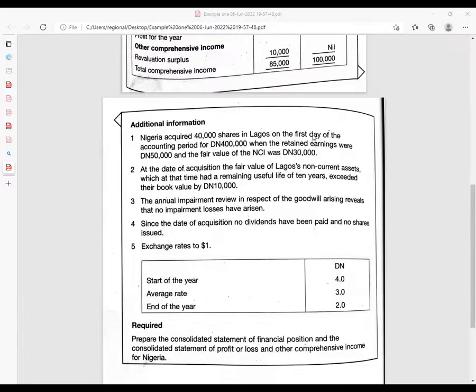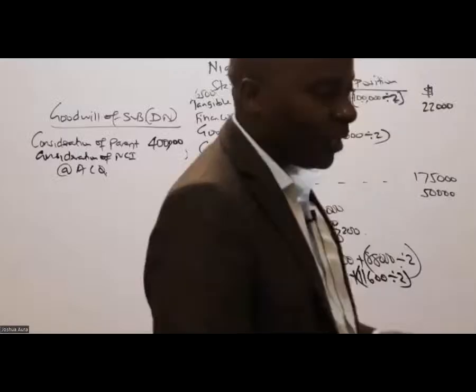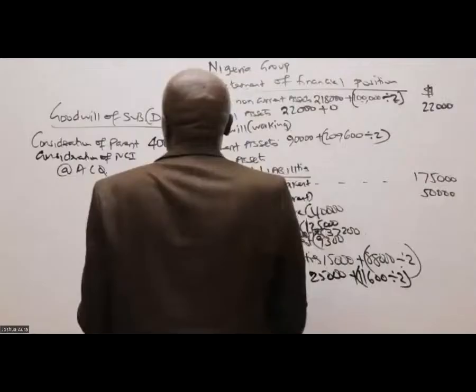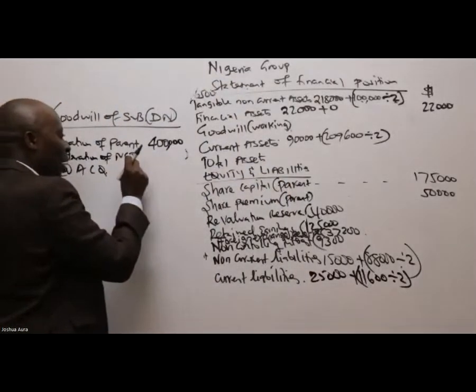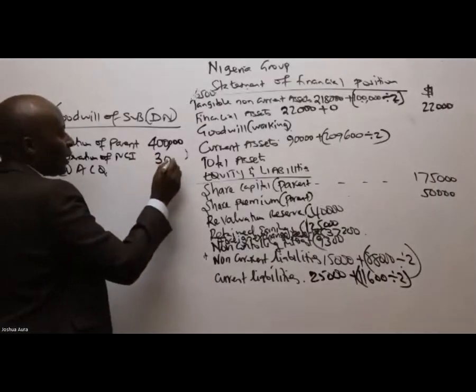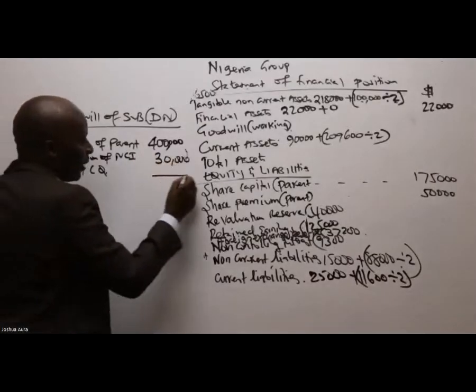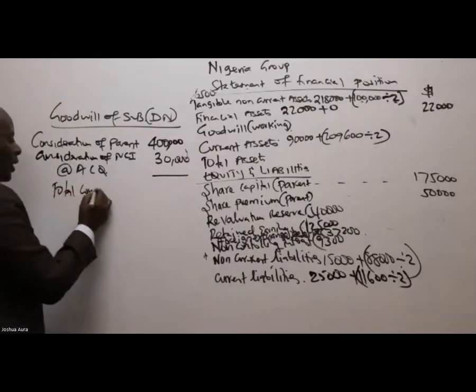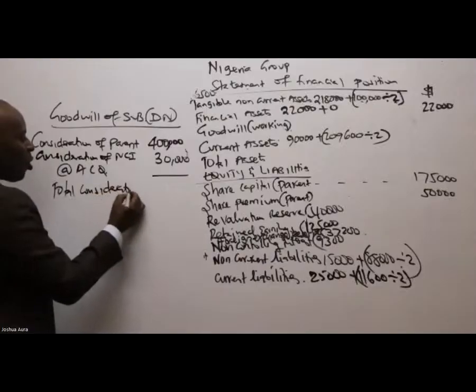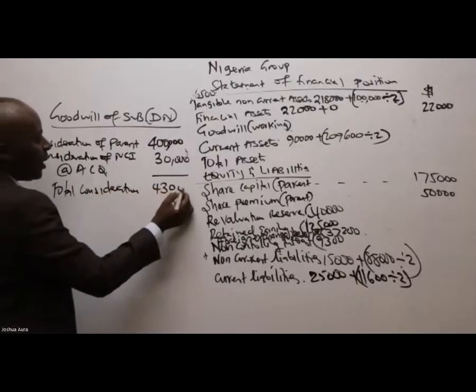Nigeria acquired 40,000 shares in Lagos on the first day of the accounting period for DN, when the retained earnings were DN 50,000, and the fair value of NCI was 30,000 DN. So you can see everything is in terms of DN. So again, consideration of the NCI at the date of acquisition, they have told us it's 30,000. So come and give us the total consideration. So that will be 430,000.